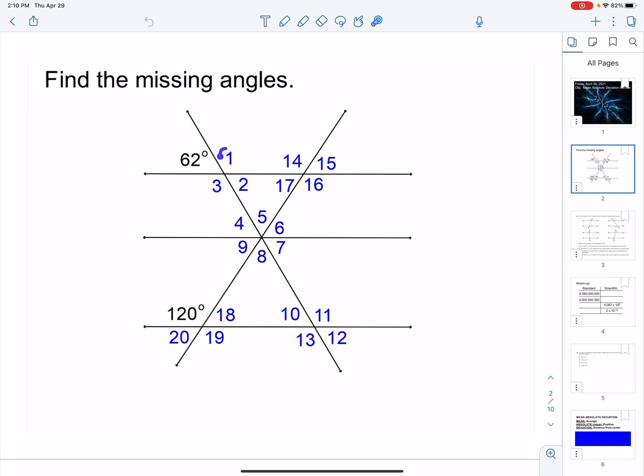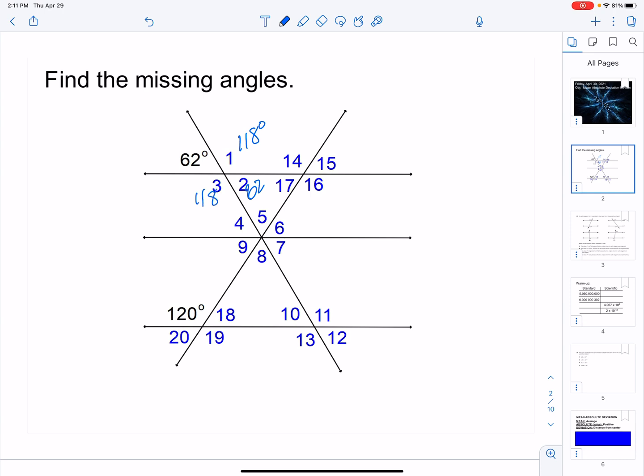So the first thing I want to find is angle 1. And the way you do that is you take your calculator and do 180 minus 62. And you find out that angle 1 is 118 degrees. Now, because the given angle is 62, I know this angle 2 is also going to be 62 degrees. So I'm going to write 62 right there. And because angle 1 is 118, then I know angle 3 is also going to be 118.